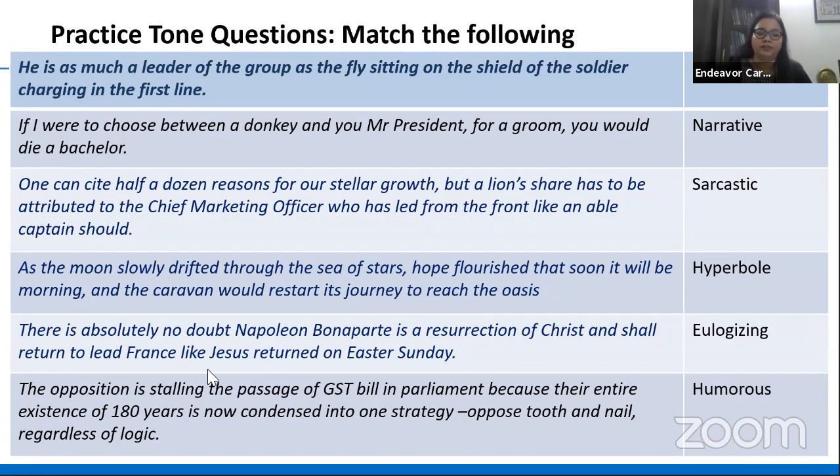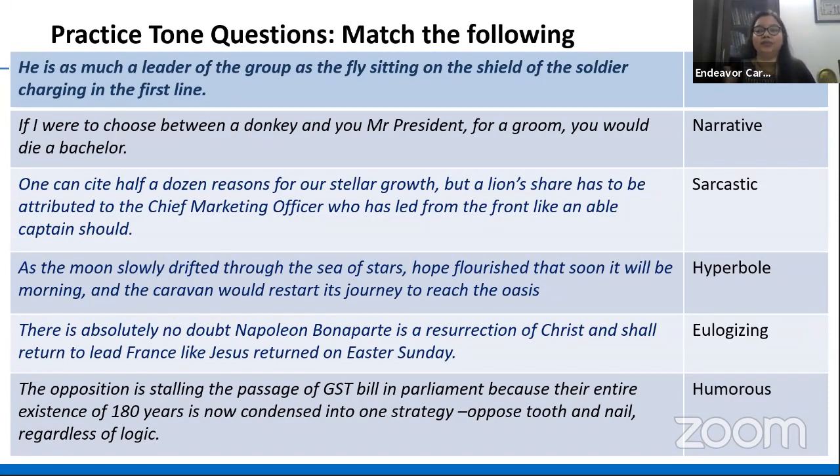Look at this. The opposition is stalling the passage of the GST bill in parliament, because their entire existence of 180 years is now condensed into one strategy. And what is this one strategy? Oppose tooth and nail, regardless of logic. So 180 years of existence of this party is brought down to one strategy. Isn't that exaggeration? Yes, it is.